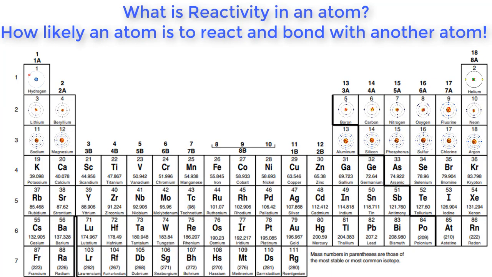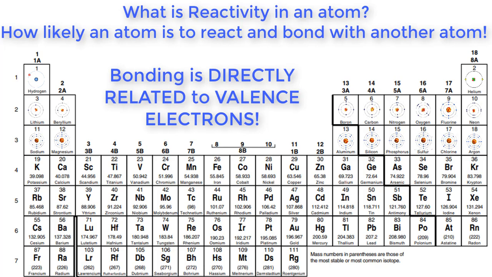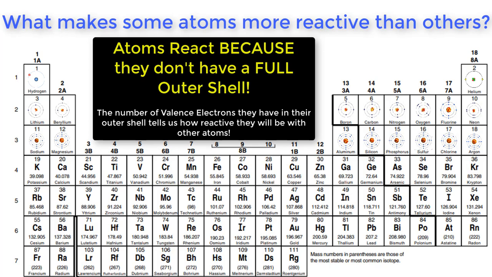Reactivity in an atom is how likely an atom is to react and bond with another atom. And this bond is directly related to valence electrons. What makes some atoms more reactive than others? Atoms react because they don't have a full outer shell. The number of valence electrons they have in their outer shell tells us how reactive they will be with other atoms.